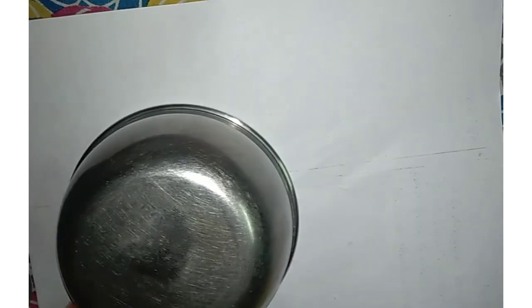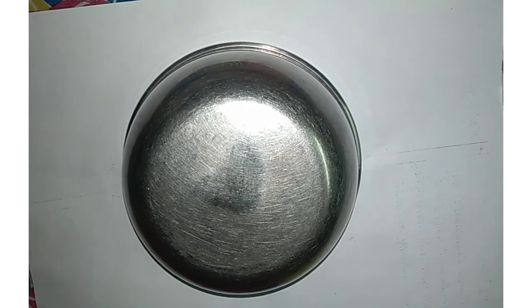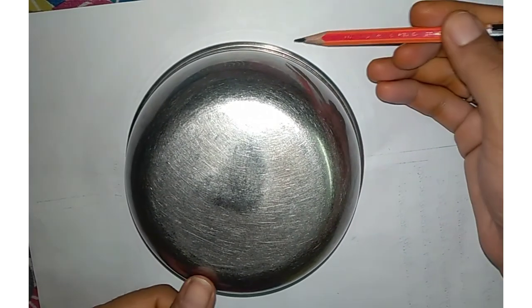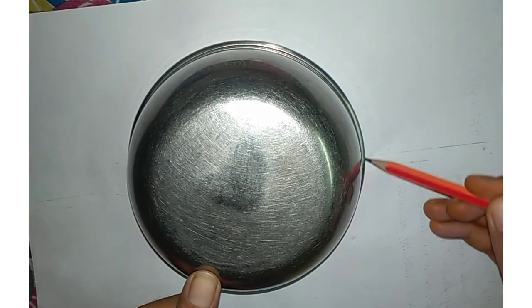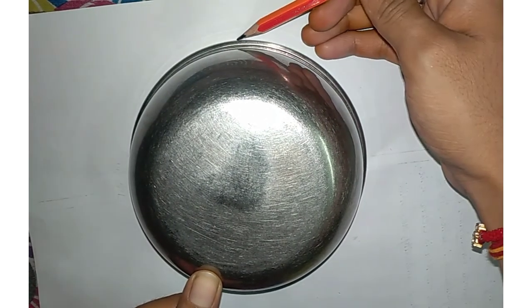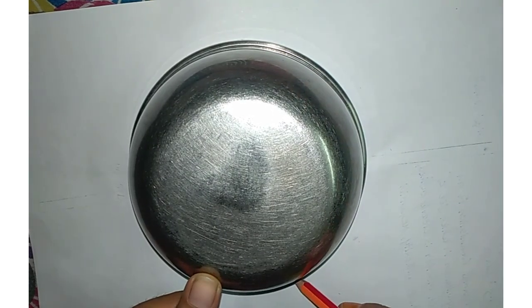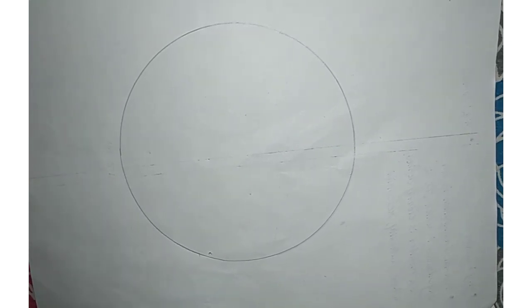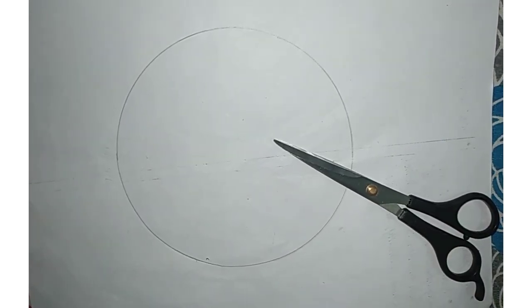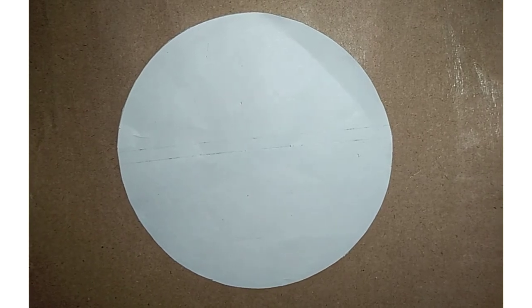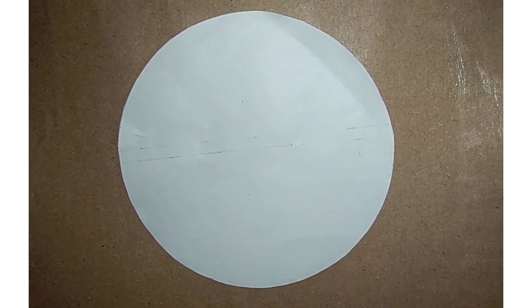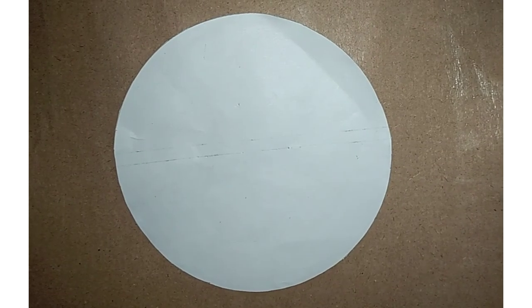For this, first you have to trace a circle with the help of any circular thing. I am using a circular bowl to trace a circle on the paper. I am just placing it and, with the help of a pencil, tracing the circle on the paper. So this is my circle. After tracing it with the bowl, I am using scissors to cut it out. Now this is my circle after cutting it from the piece of paper.